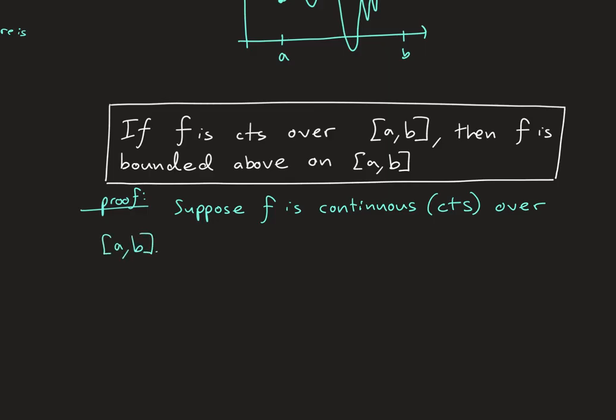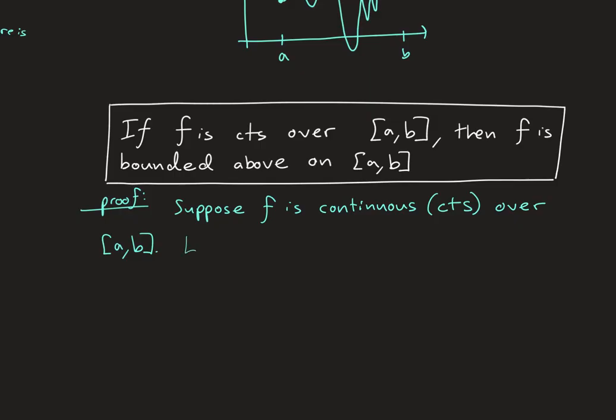And our goal, of course, is to show that f must be bounded. And now that we have this tool that says something about non-empty bounded above sets, we want to grab a set that's non-empty and bounded above. That will help us in accomplishing this proof. So here's how I'm going to do that.